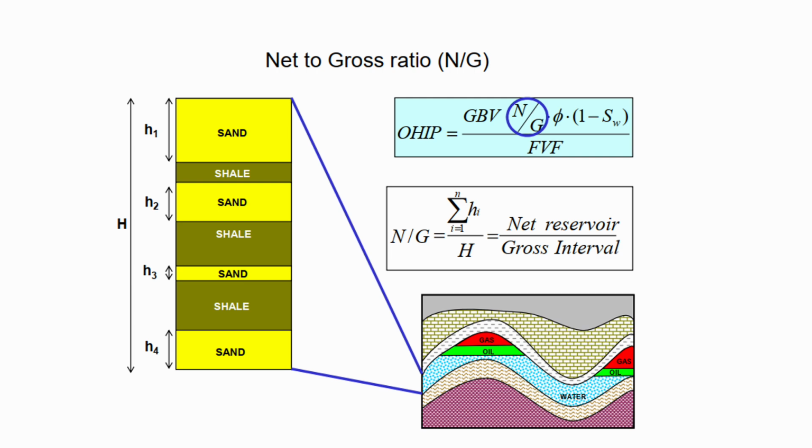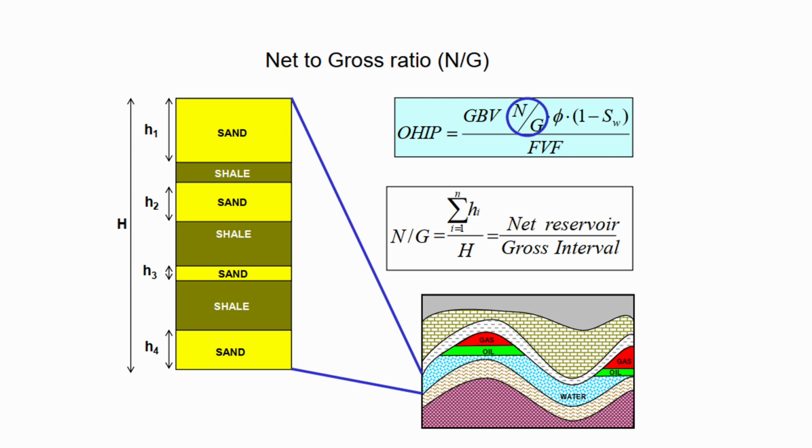So why is net to gross ratio important? The top right formula, the OHIP calculation, includes the net to gross ratio because only the net reservoir rock matters when estimating oil and gas in place. The bottom right image shows a cross section of a real reservoir with layers of gas, oil, and water trapped in sand formations.